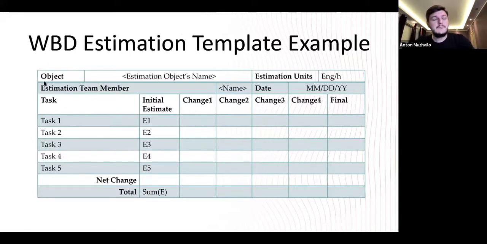So we have here who does the estimation, estimation units, engineer hours. They have some list of tasks to estimate: 1, 2, 3, 4, 5. And people put the initial estimate here, here, here, here, here, and here. So this is like a homework for every person participating in estimation.